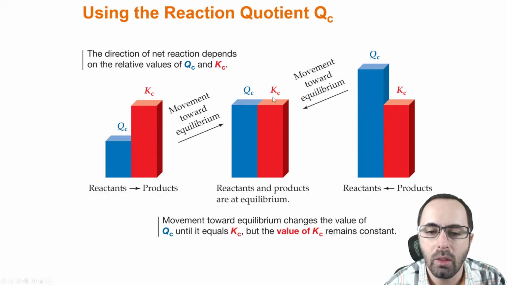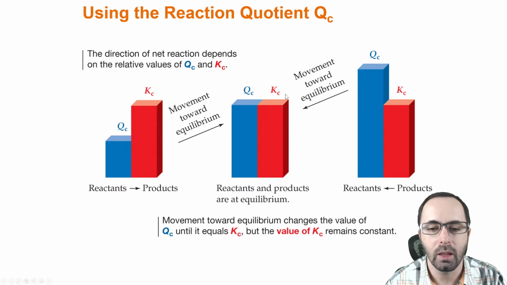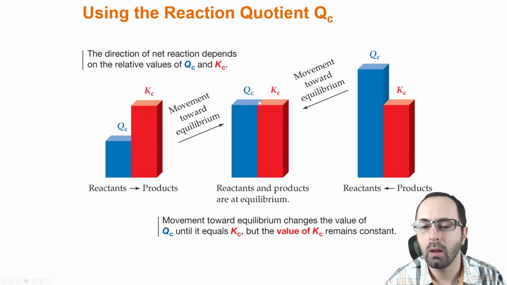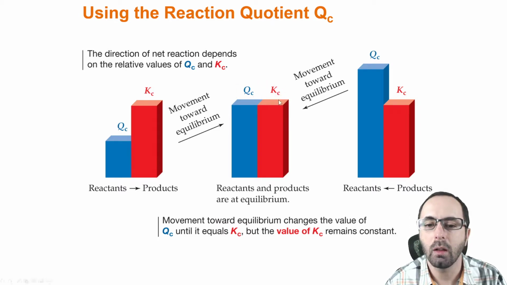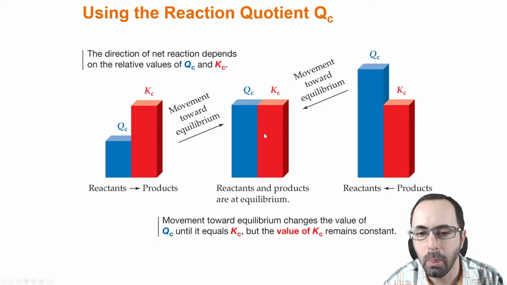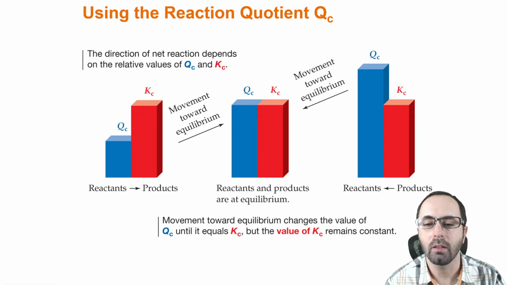So let's start with the situation where Q and K are equal. If you plug concentrations into Q and you get the same constant here as K, what that means is your reaction is already at equilibrium. Your Q and your K are exactly the same thing because the concentrations as you are plugging into your Q are equilibrium concentrations. So that makes Q exactly the same thing as K.